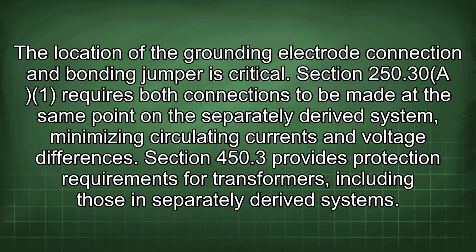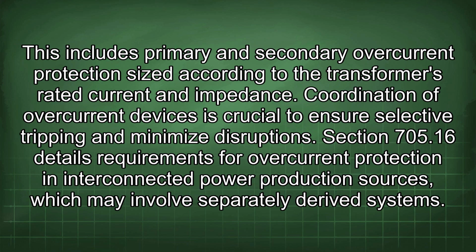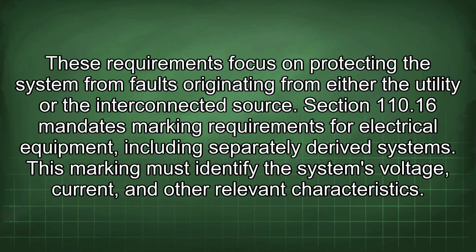and voltage differences. Section 450.3 provides protection requirements for transformers, including those in separately derived systems. This includes primary and secondary overcurrent protection sized according to the transformer's rated current and impedance. Coordination of overcurrent devices is crucial to ensure selective tripping and minimize disruptions. Section 705.16 details requirements for overcurrent protection in interconnected power production sources, which may involve separately derived systems. These requirements focus on protecting the system from faults originating from either the utility or the interconnected source.